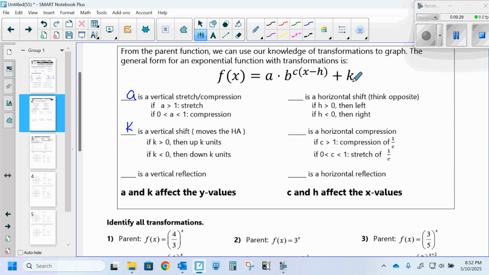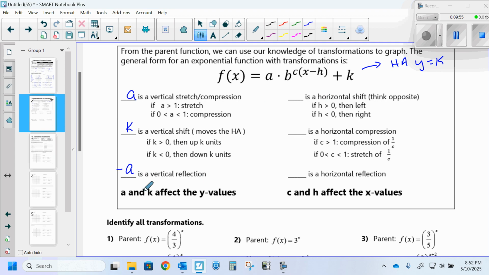K is your vertical shift. It's your up or down. Remember, if it's plus 4, you take it up 4. What also is important about K is your horizontal asymptote. So it's always y equals k is your horizontal asymptote. Very important to know. So if you don't see anything there, you have y equals 0. If A is negative, you will have a vertical reflection. It flips over the x-axis.